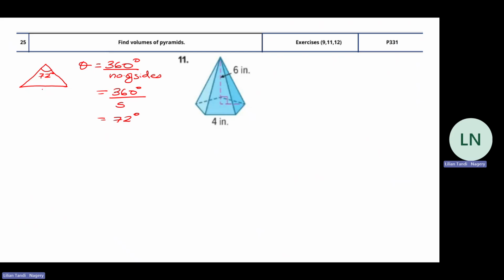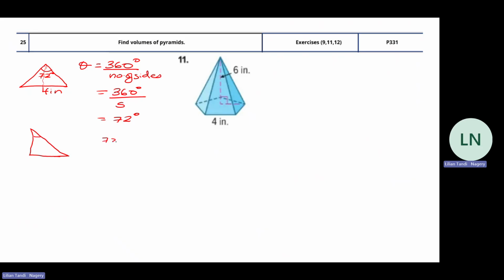What else do you know? You know that this is 4 inches. Now, you need a right triangle. So you're going to draw your right triangle. Why do you need a right triangle? Because you want to find the height of your triangle. And the height of the triangle is this distance here. So you need only half of that big triangle. So you need to find half of 72 to put it over here.